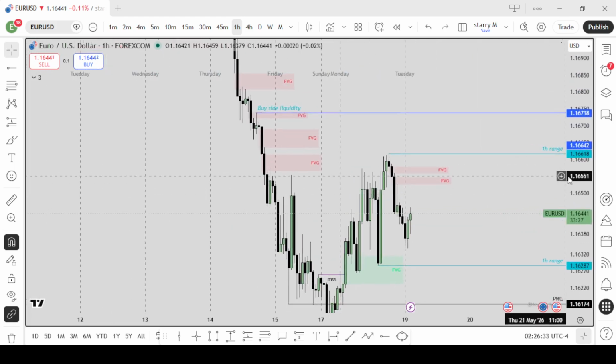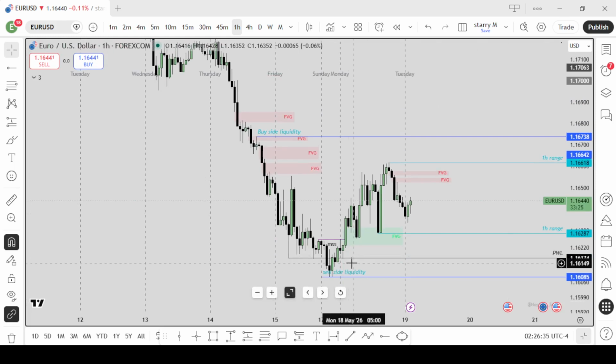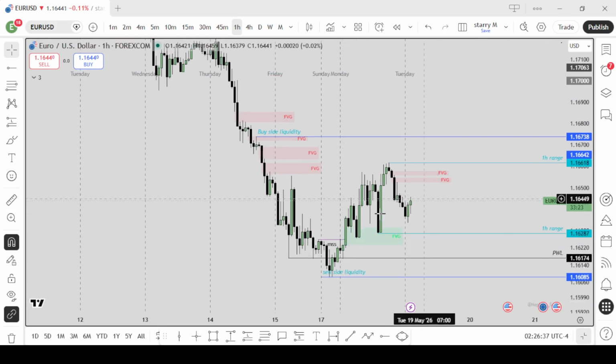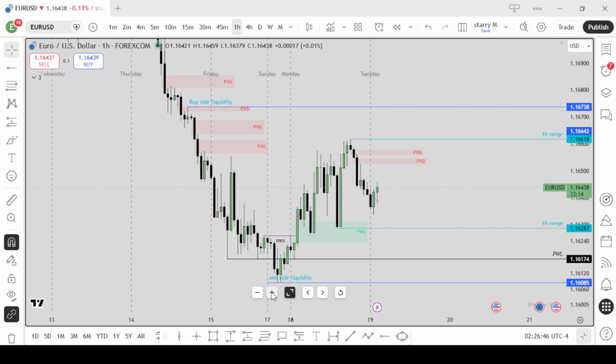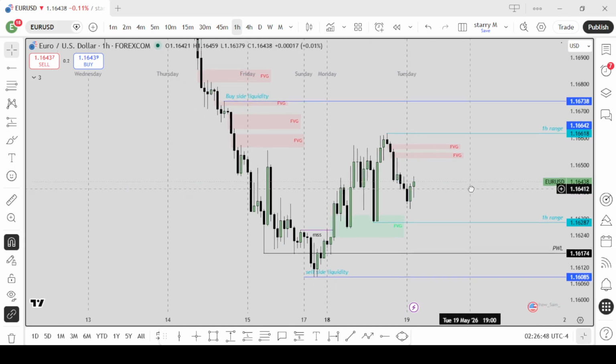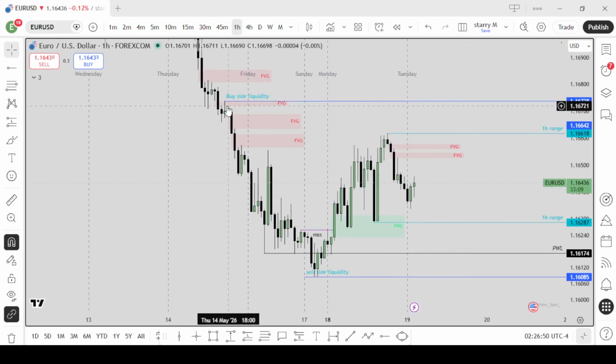On the 1 hour, yesterday was a very good day. I got a buy, and it was quite nice. There were like 3 opportunities of buys that anyone would have caught. Yesterday was a really, really good day. Since we've already taken this liquidity and this one, this is our next buy side liquidity in case price wants to continue with the trend, with the pullback. Yeah, this will be our next target.